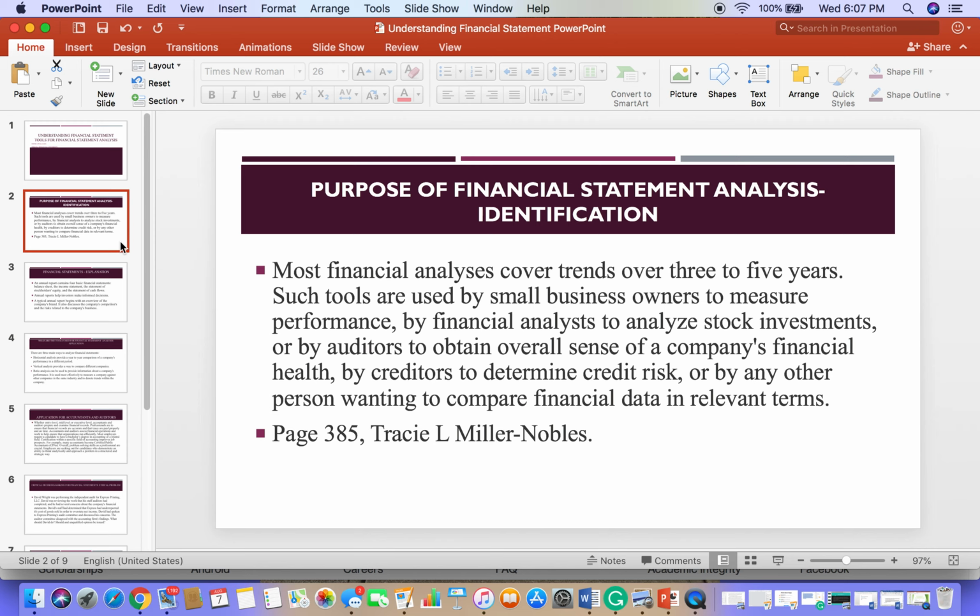Such tools are used by small business owners to measure performance, by financial analysts to analyze stock investments, by auditors to obtain an overall sense of a company's financial health, by creditors to determine credit risk, or by any other person wanting to compare financial data in relevant terms.